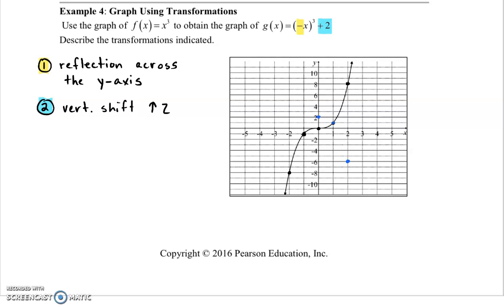Now you notice I put a point at (1, 1), and we already had a point there, so let's do its transformation. Flip it across the y-axis, and then move it up 2. And the same thing for positive 8. Flip it across the y-axis and move it up 2. And then you can draw the graph as best as you're able, which obviously mine are terrible. So that is negative x cubed plus 2.